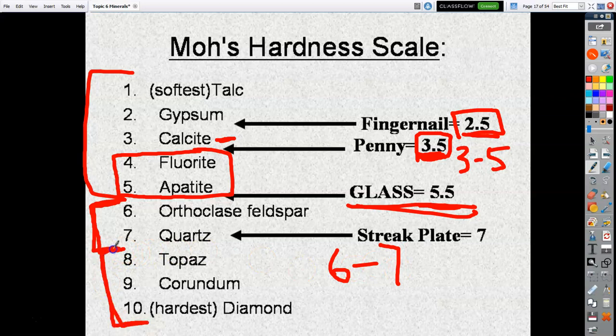So whenever I do this lab hands-on, there's no topaz, there's no corundum, and I'm certainly not giving students diamonds because they wouldn't be sitting there very long. They'd be in my hands, by the way. So I don't use 8s, 9s, and 10s. I use anything in the 6, 7 range. So if it does cut glass, you're going to call it 6-7.